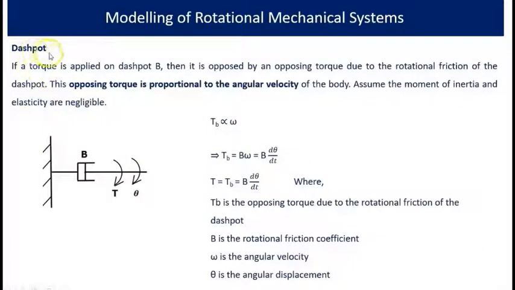Now the third element, dashpot. If a torque is applied to a dashpot B, then it is opposed by an opposing torque due to rotational friction of the dashpot. This opposing torque is proportional to angular velocity, and it is equal to B into d theta by dt, where d theta by dt is the angular velocity and theta is the angular displacement. B is the rotational frictional coefficient.